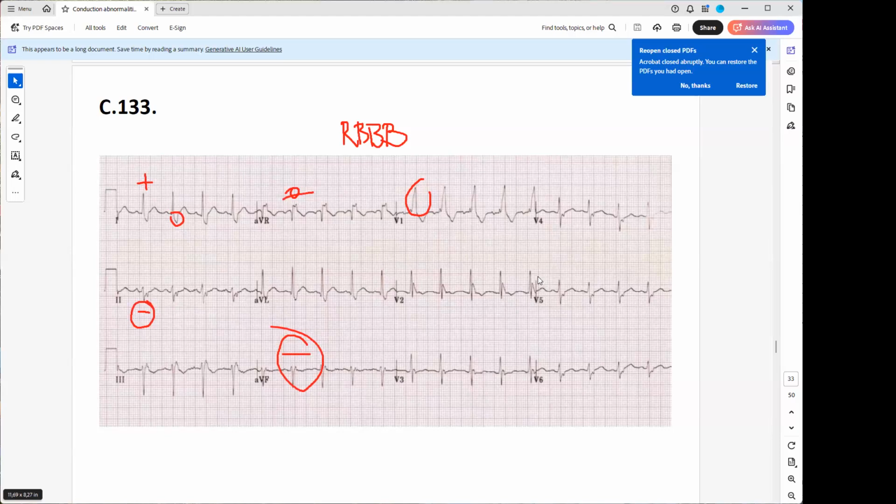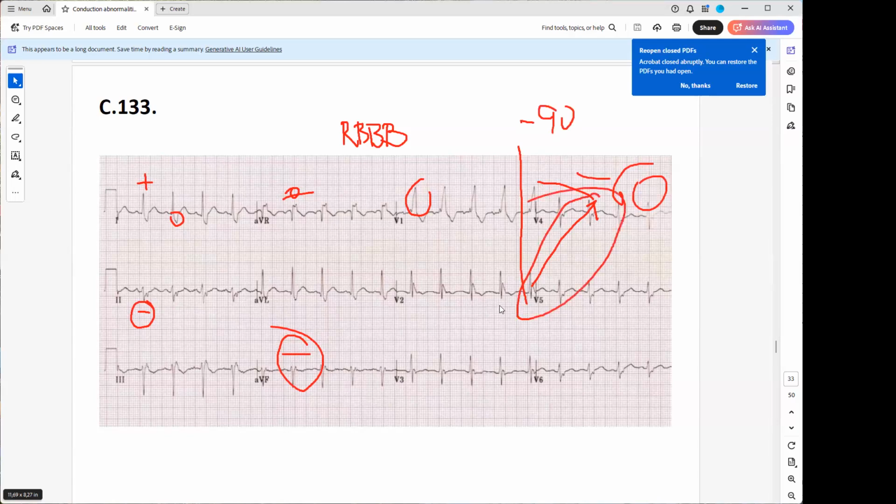Meaning it's a left deviation, an extreme left deviation, meaning that you are between minus 60 and minus 90, or close to minus 60, because this is perpendicular to aVR. And what does it mean when we have an extreme left deviation?